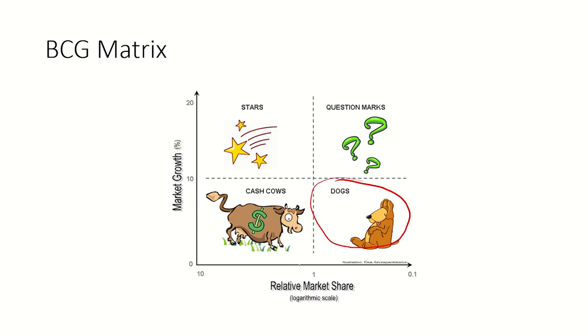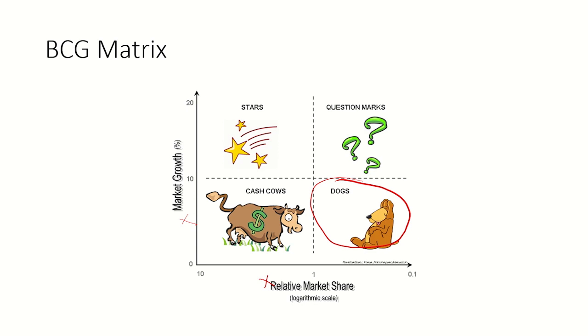The next quadrant is of the dog. Now, what happens with the dog? Neither the market share nor the market growth are good. So what happens here is the product is at the verge of decline. It means that it will not be able to survive in the market for a longer period of time.